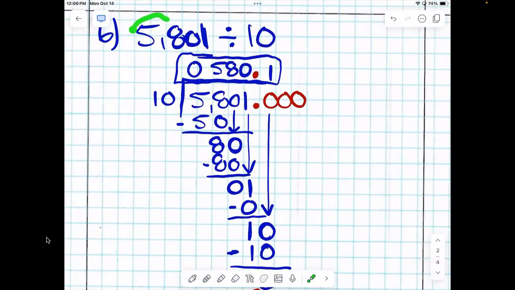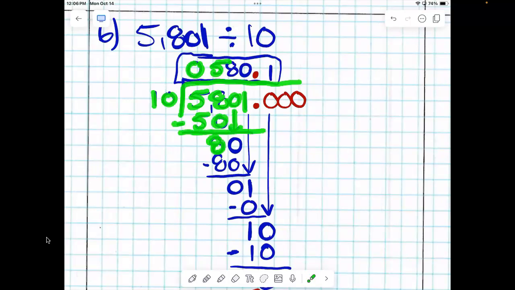Okay, so let's look at this guy right here. So my problem is 5,801 divided by 10, right? Yes. I'm going to go really fast here. Okay, you guys just listen to this. Does 10 go into 5? No. Does 10 go into 58? Yep, 5 times. 5 times 10 is 50. I subtract and I get 8, right? Yes.